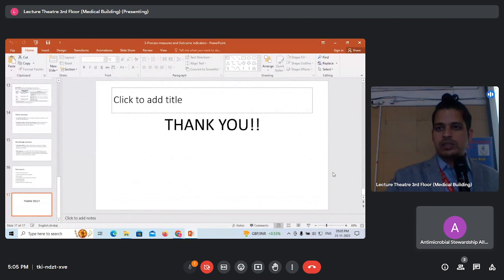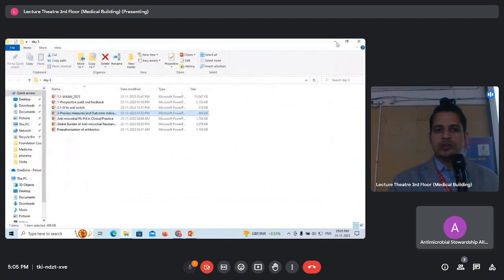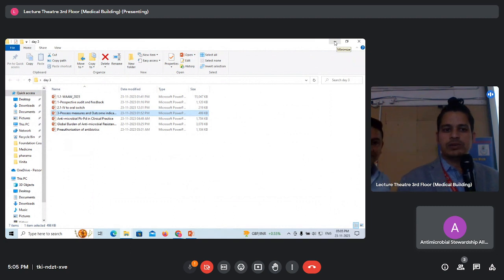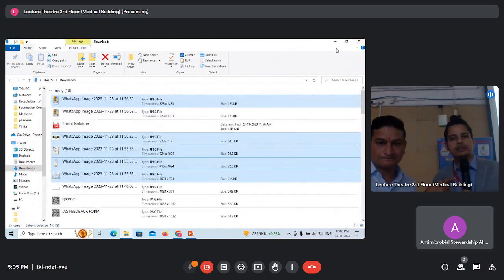Okay, any question on this? Because this structure, process and outcome measurement, everything you also use in your thesis. Whenever you are getting a project, there will always be outcome variables.